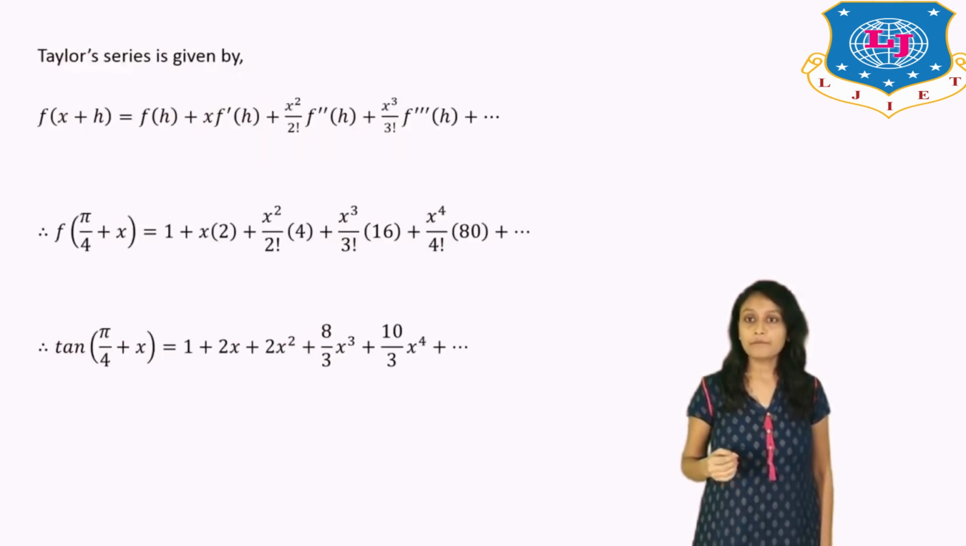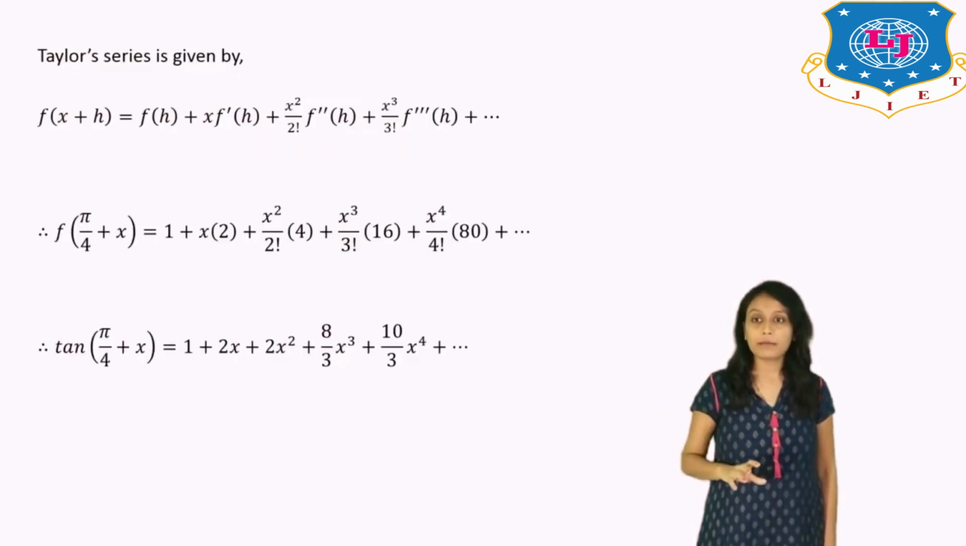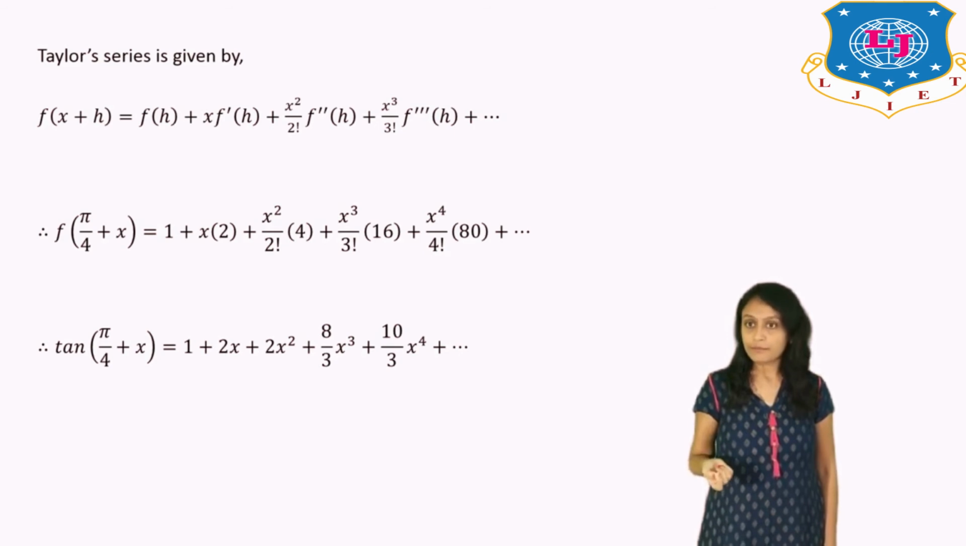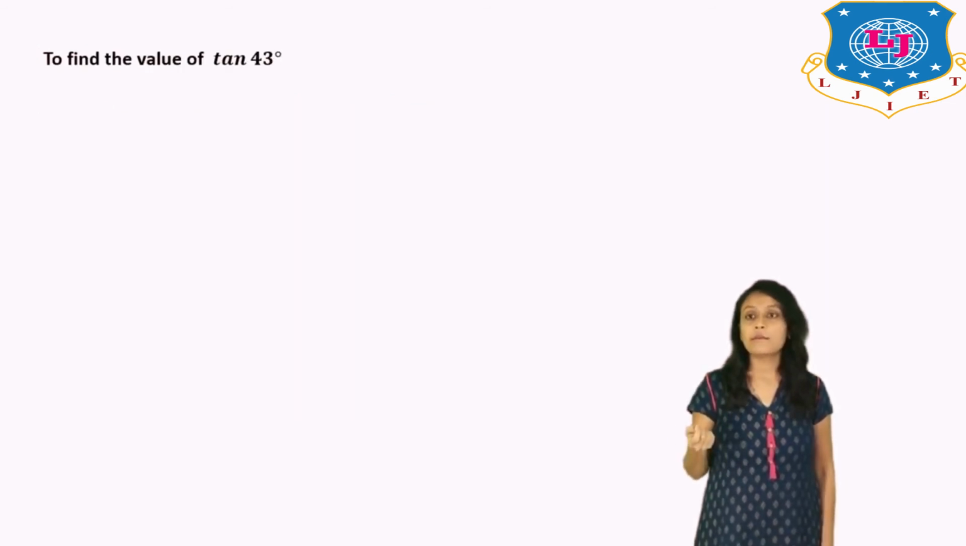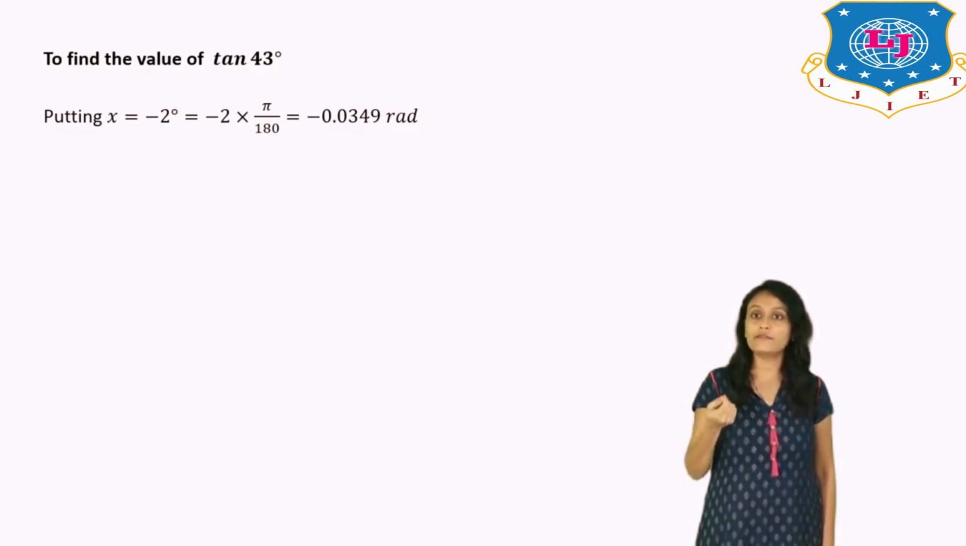Here you can see what we have in question, that is f of x plus pi by 4, so tan of x plus pi by 4. We have to find x to get the value of tan 43 degree. So we'll substitute x as minus 2 degree. 45 minus 2, so you will get 43. So x is equal to minus 2 degree.